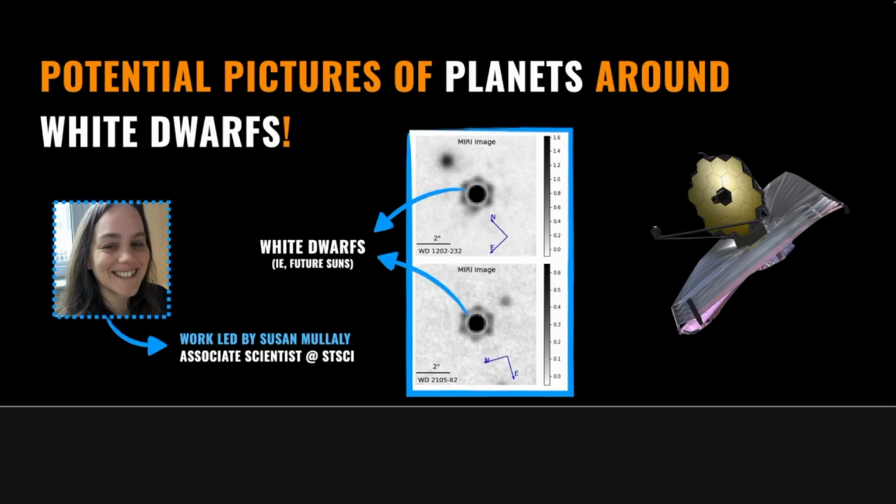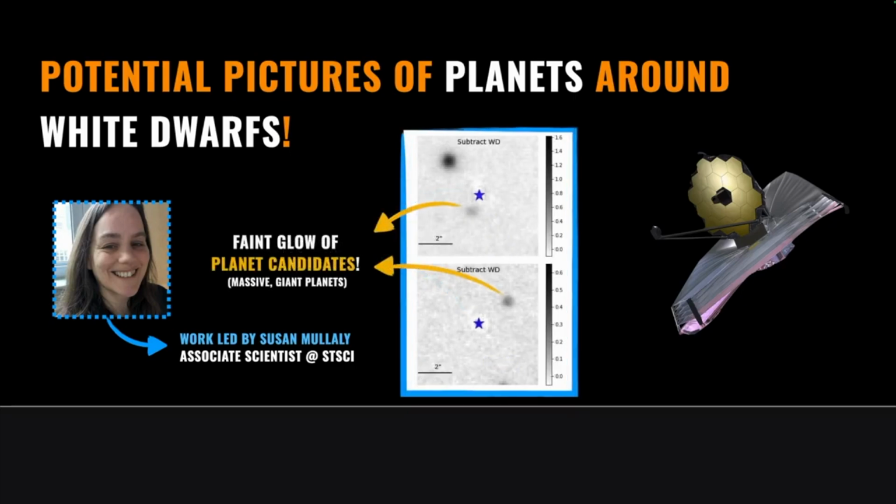I know they don't look like the beautiful pictures of the video that I just showed you. But this is actual flux coming from these white dwarfs. And what Susan and her team have done is to remove the image of these stars in order to see if there's a planet orbiting around them.